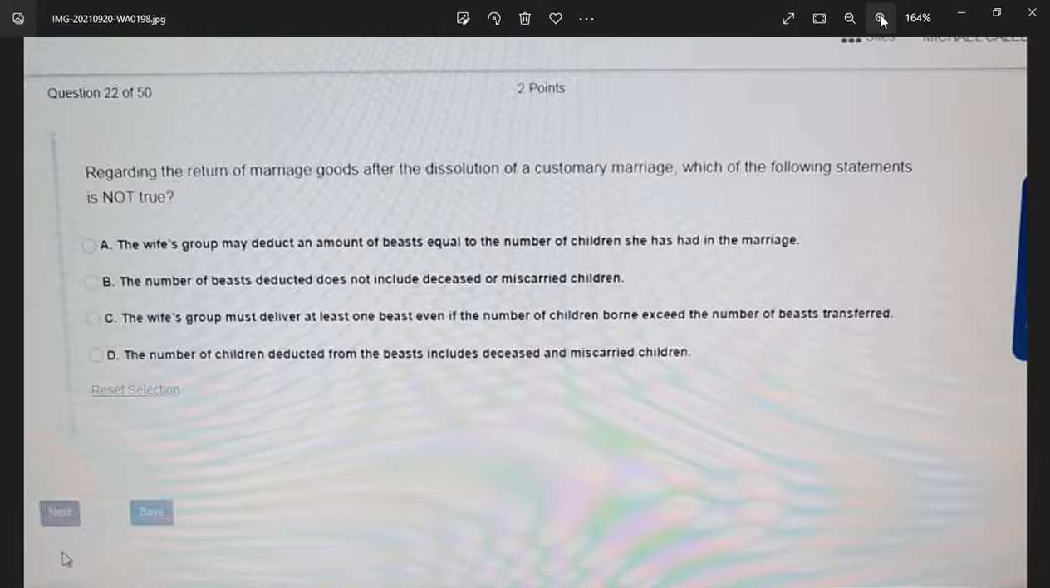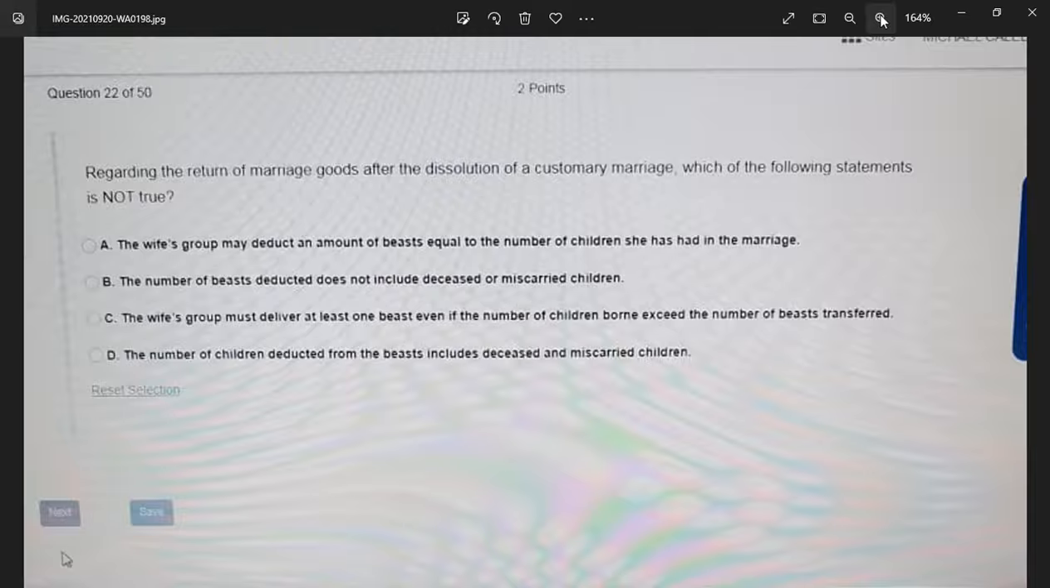This one is too blurry. Okay, I hope you can see it. Regarding the return of marriage goods after the dissolution of a customary marriage, which of the following statements is not true? The answer is B: the number of beasts deducted does not include deceased or miscarried children.